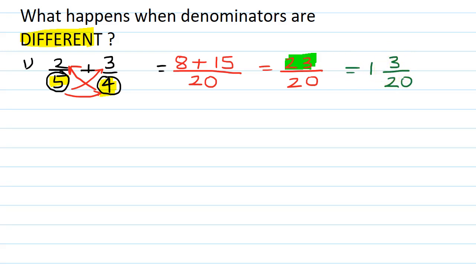Now let's see another example. Let's take 3 over 5 and 2 over 7. If you see, denominators are different here. Here is 5 and here is 7. So what we are going to do, just cross multiply. 7 times 3 is 21. Then 5 times 2 is 10.